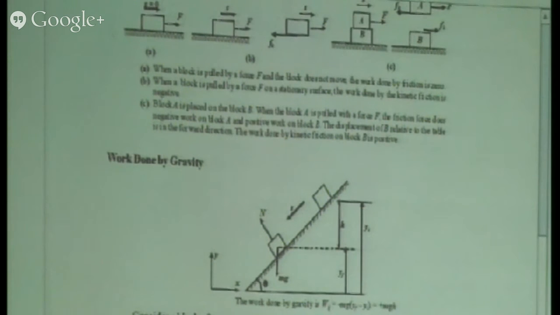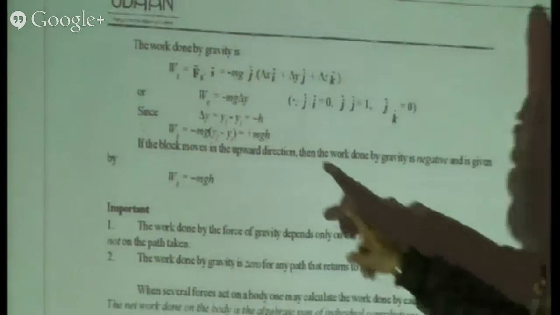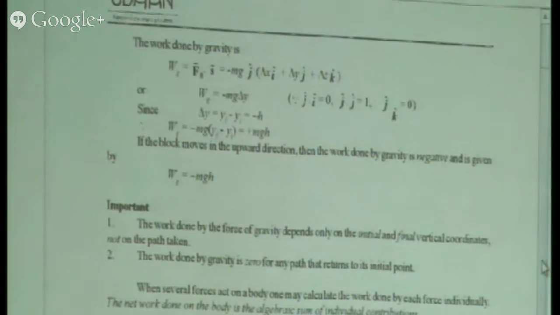Okay, can we go further? So that's why we have taken delta y to be minus h, and the work done will be mgh. So the work done due to gravity only depends upon the distance through which the body falls vertically. The other change in coordinates does not matter.